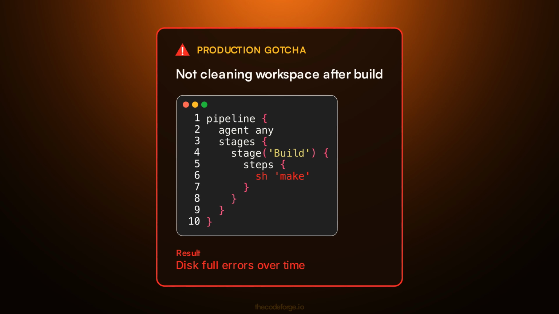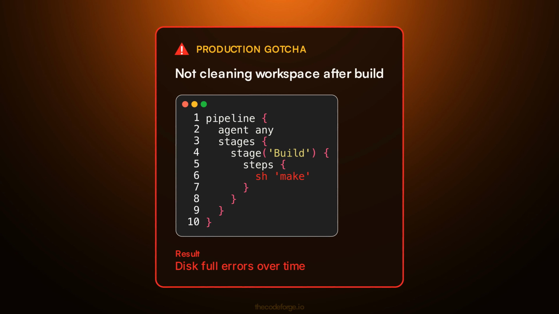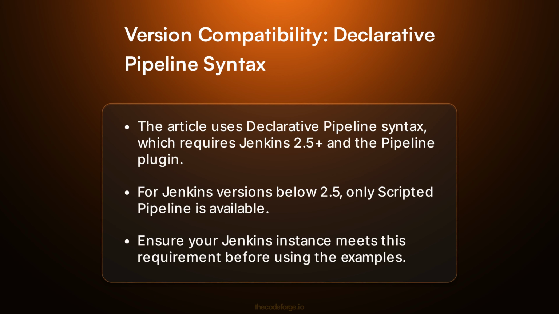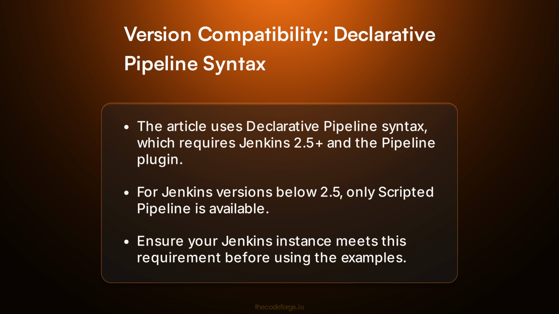Not cleaning the workspace leads to disk full errors over time. Add a cleanWs step at the end of the pipeline, or configure a workspace cleanup plugin to automatically remove workspace directories after each build. The article uses declarative pipeline syntax, which requires Jenkins 2.5+ and the pipeline plugin. For Jenkins versions below 2.5, only scripted pipeline is available. Ensure your Jenkins instance meets this requirement before using the examples.